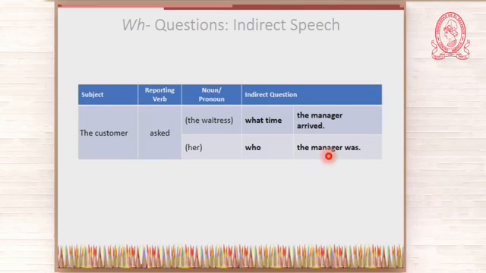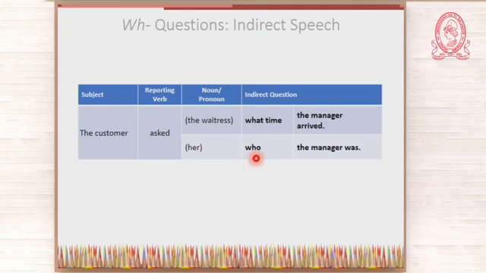Okay? Now, let us see the other slide. And here we have to be very careful with WH questions when we are dealing with indirect speech. Subject, the customer, reporting verb, asked. Here you see no comma. Okay, why no comma? Because we are dealing with indirect speech. The customer asked the waitress. You have a noun. Or the customer asked her. You can also have a pronoun. And then we have the indirect question. Okay, what is the beginning of the indirect question? The WH word. Okay, what? Or here we have WH.